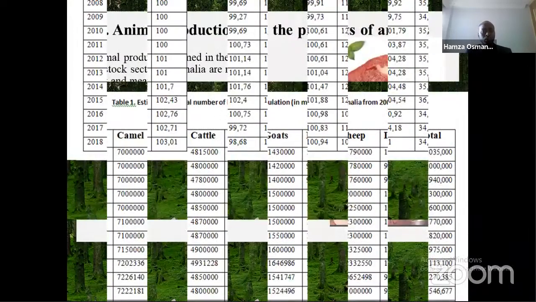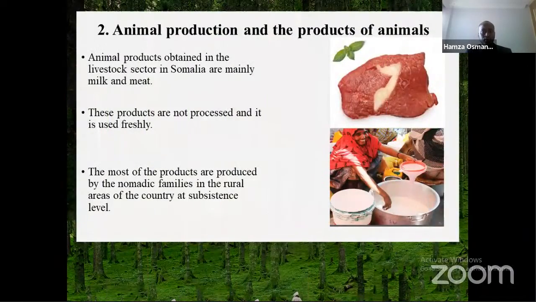Now I would like to move on to animal production and the products of animals. Animal products obtained in the livestock sector in Somalia are mainly milk and meat. These products are processed and used fresh. Most of the products are produced by nomadic families in the rural areas of the country at subsistence level. A growing population in Somalia needs to be fed with nutritious, safe, and affordable animal products such as meat and milk. Animal products provide an excellent opportunity for livelihood diversification, income generation, and employment opportunities in Somalia.